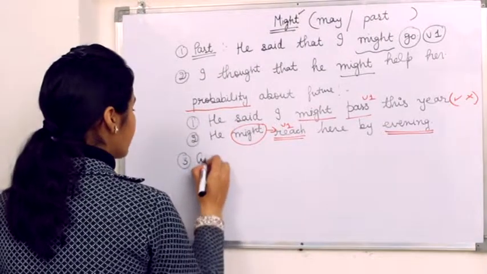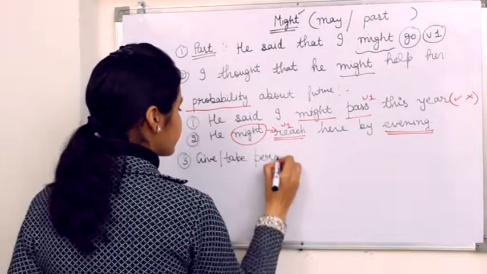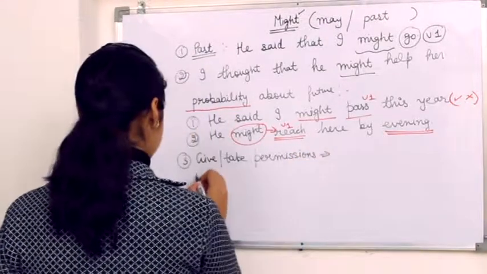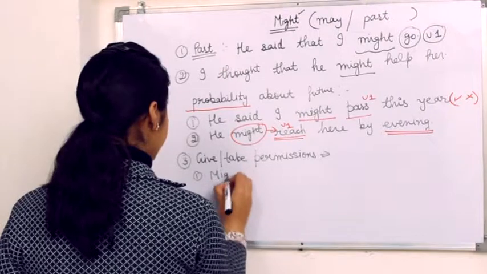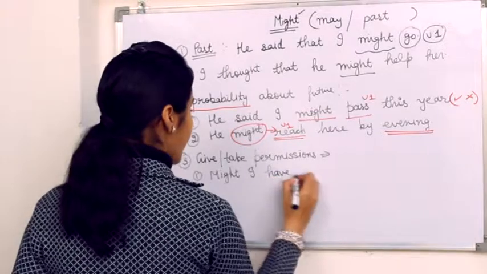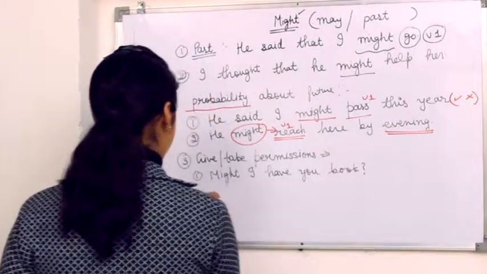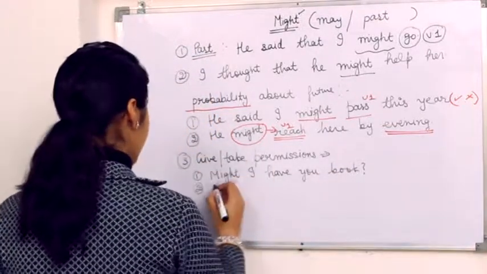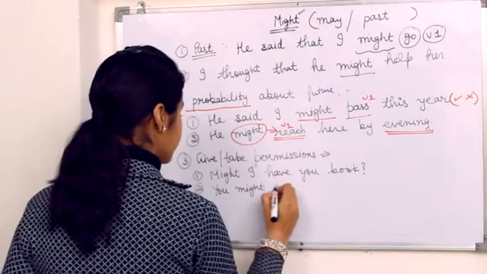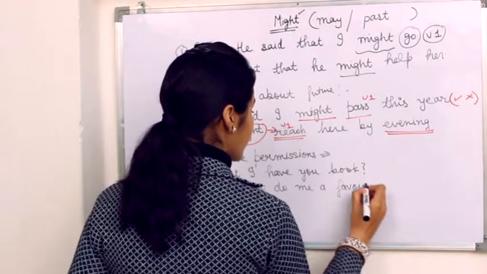So the next example is, if we want to give or take permissions. Very first, might I have your book, and second is, you might do me a favor.